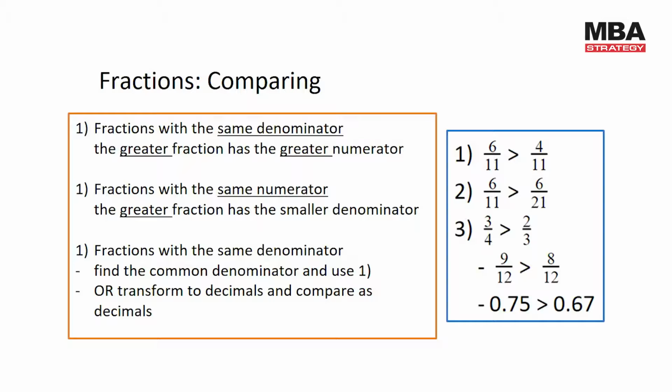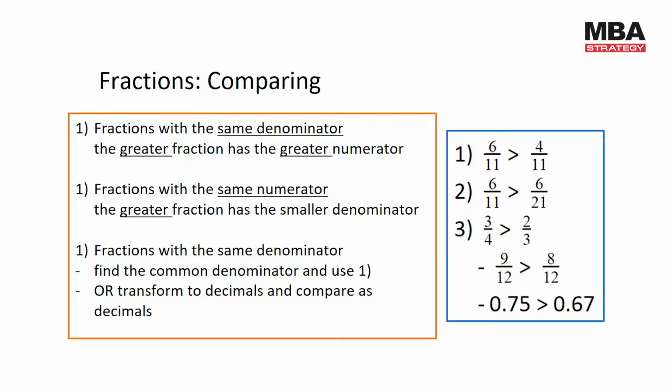And the third example with 3 over 4 and 2 over 3. Well, let's consider both approaches. In the first approach, I represent 3/4 as 9/12 and 2/3 as 8/12. So you see I got the common denominator 12. And now I only compare 9 and 8. 9 is greater, so 9/12 is greater than 8/12.